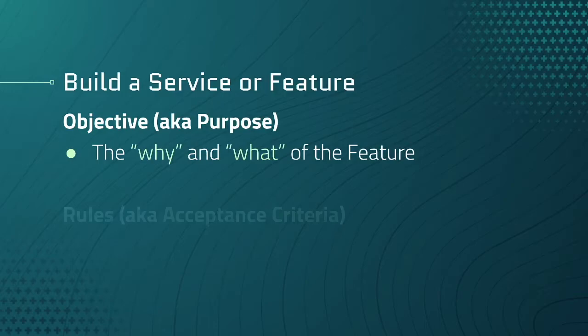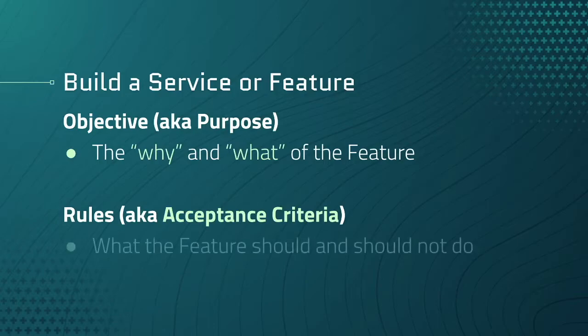We also need the rules, or as we call it, the acceptance criteria or specifications. This is what the feature should and should not do. These sound a whole lot like scenarios and tests, right? That's because they are. Once you have these two things, you now know what you're building, why you're building it, and how to test it. These specifications, or specs, will drive how you build it.